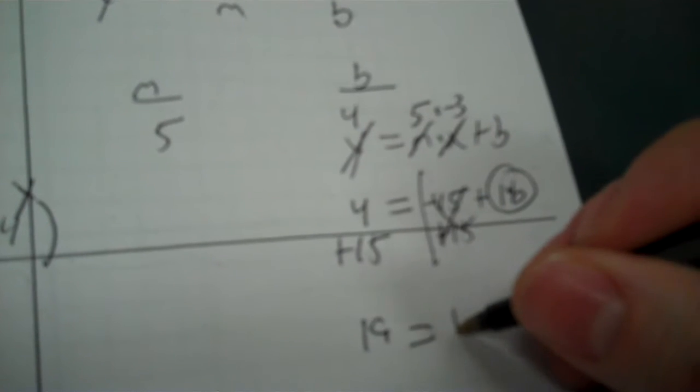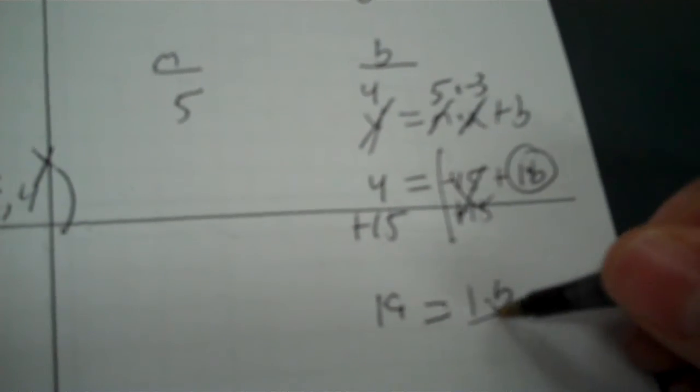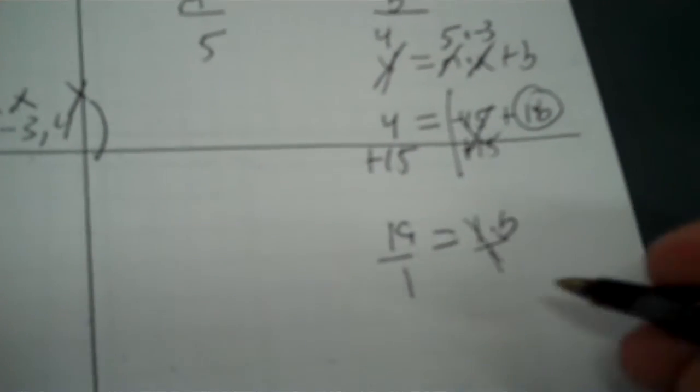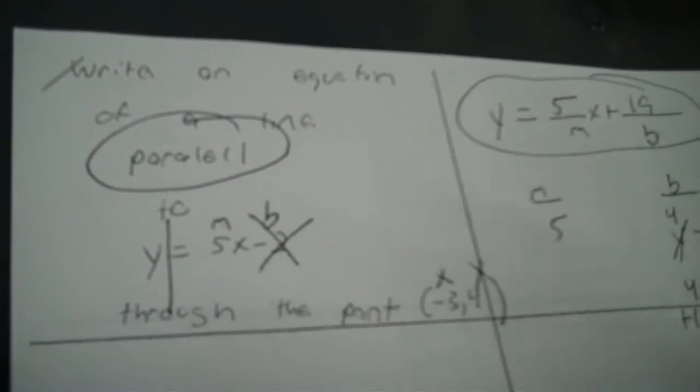So negative 15, you need to add 15. 4 plus 15 is 19. You got 1 dot b. Okay? 19 divided by 1 is 19. Okay? And there's your parallel equation. These two lines are parallel when graphed.